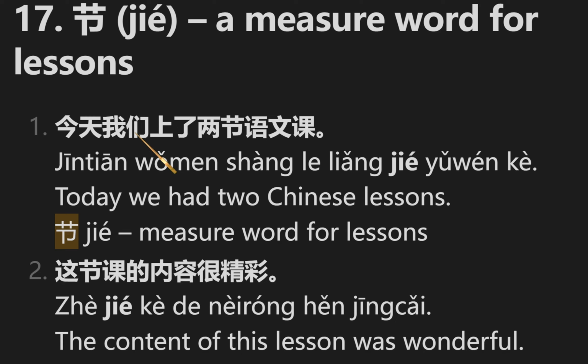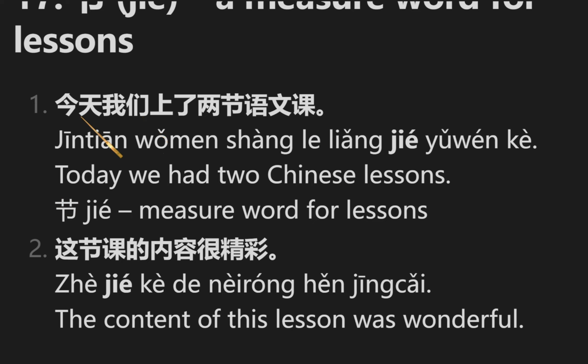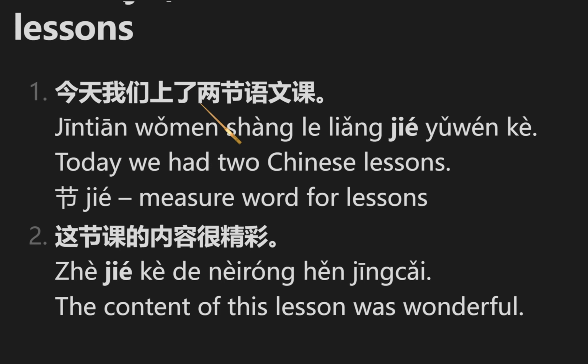今天我们上了两节语文课. It's a bit interesting. 今天, today. 我们上, here 上 is to go to lesson. 上课, to visit lessons, to have a lesson. 我们上了, we had, we went to 两节, measure word. 课, it's a lesson. This 节 is the measure word for 课, 两节课. But which lesson? 语文.